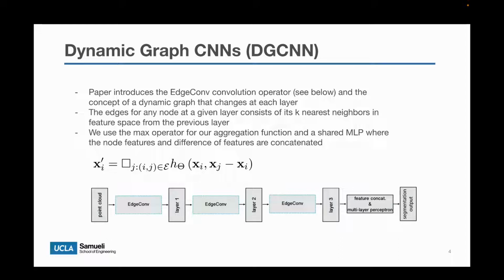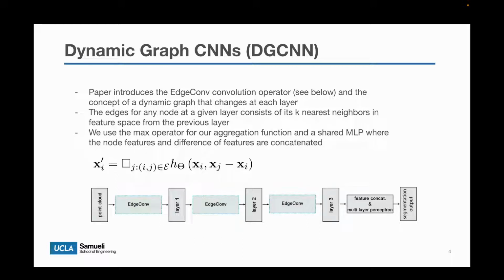Next, for our first graph network, we implement a dynamic graph CNN, or DGCNN. This is from a paper that introduced the edge convolution operator and the concept of a dynamic graph that changes at each layer. The edges for any node at a given layer consist of its k nearest neighbors in feature space from the previous layer, so that will change for each node at any given layer.